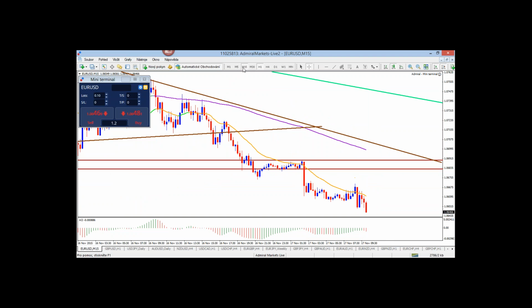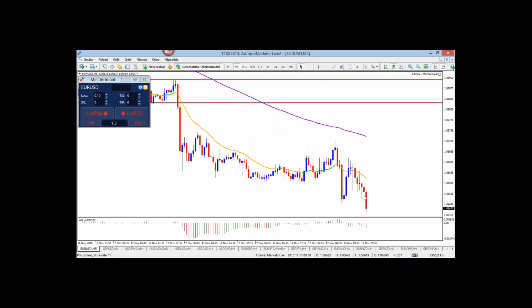Let's see, on a 5-minute, it's actually already continuing a bit. We saw break, pullback, continue, as you can see, when connecting these bottoms. Break, pullback, continue.